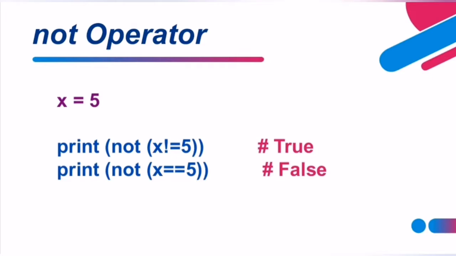So in this video, we learned about two types of operators, comparison operators and logical operators. We also learned about Boolean expressions which result in either true or false. In the next video, we will see the decision making statements and looping statements.